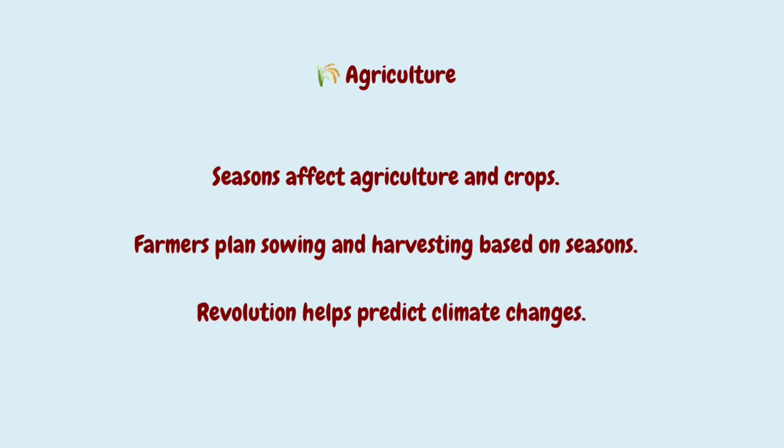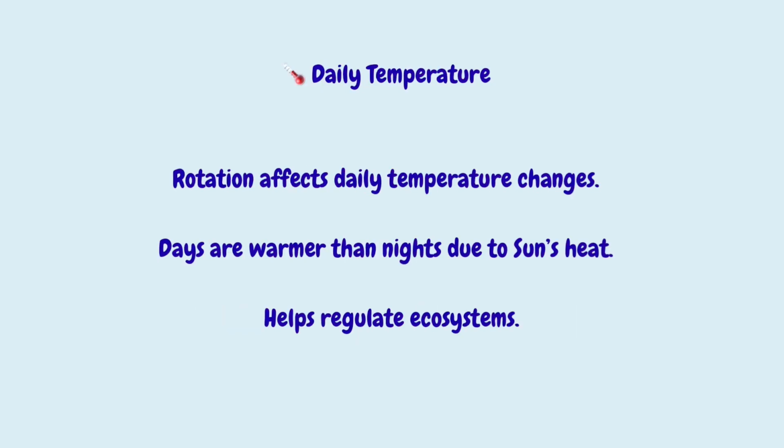Agriculture. Seasons affect agriculture and crops. Farmers plan sowing and harvesting based on seasons. So the revolution helps predict the climate changes. Now what about the daily temperature? Rotation affects daily temperature changes. So days are warmer than nights due to the sun's heat. This helps regulate the ecosystems.